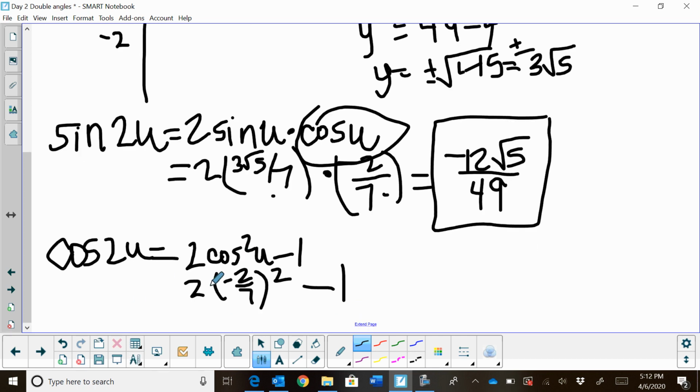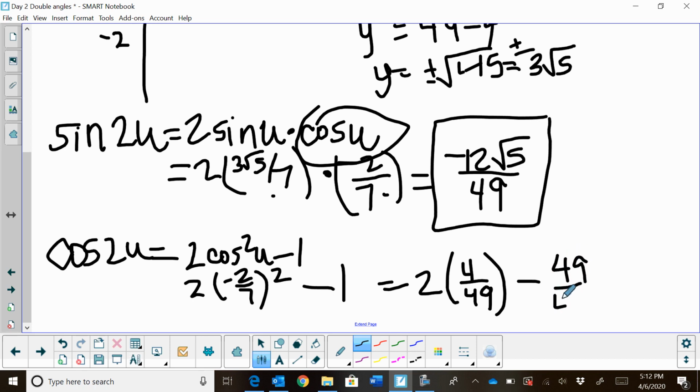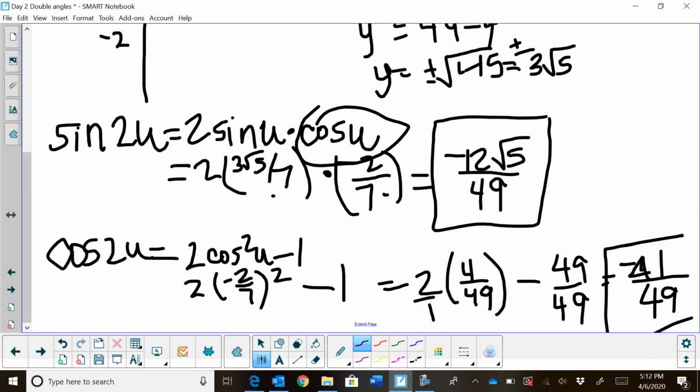So -2/7 squared would be 2 times the quantity +4 over 49, minus 1. But I'm going to write my minus 1 with a denominator of 49, so that's just going to be 49/49. So let's see, that gives us 8 on top, right? 8 minus 49, which is -41 over 49. And there is my cosine of my double angle.